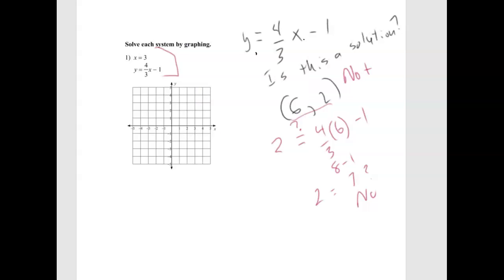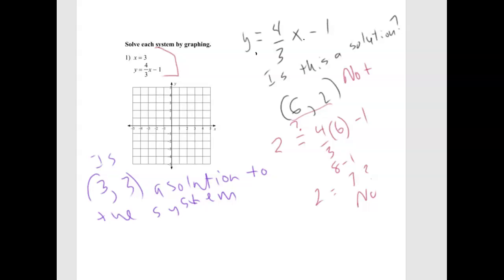So let's try, is the point 3, 3 a solution? So we're asking this question to the system. That means it has to make more than one equation true. A system is more than one equation taken together to solve a problem.